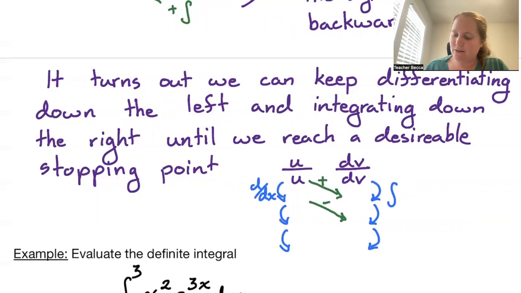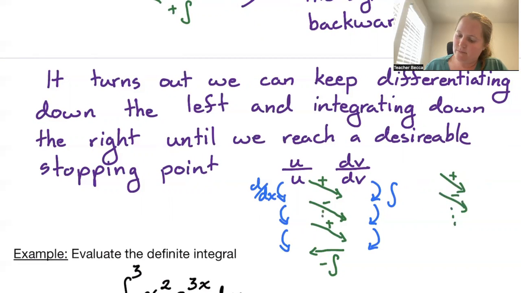So on the next diagonal, we flip back to the positive. And then we end with whatever the opposite sign is and the integral. So we could have positive, negative, positive, and then a negative integral. If we ended on a negative backwards diagonal, then we would end with adding the integral of the last row.